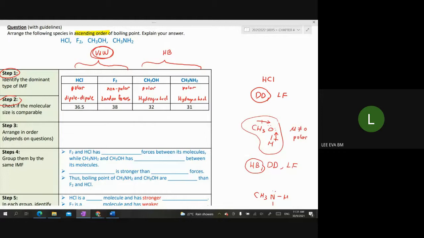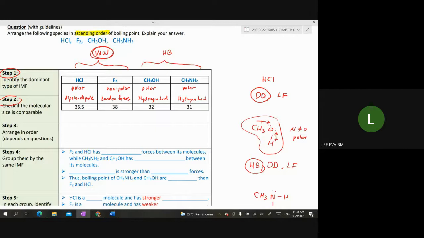Which force is weaker between your HCl, the dipole-dipole, or the F2, the London forces? Which one is much weaker? London forces is weaker. So London forces will have the lowest boiling point because the forces is the weakest. Do you get it?